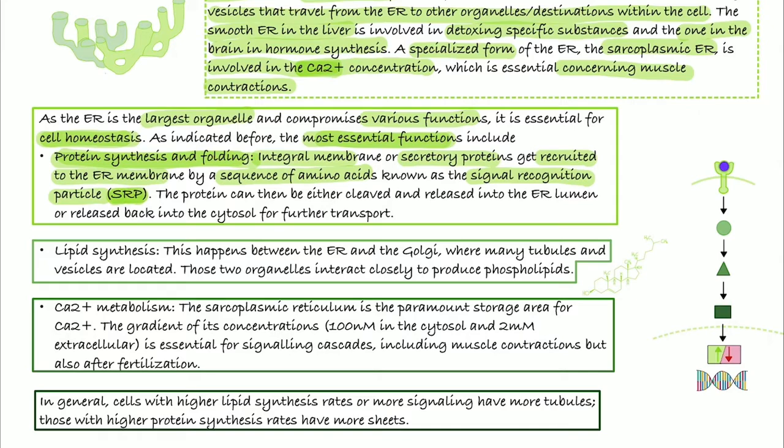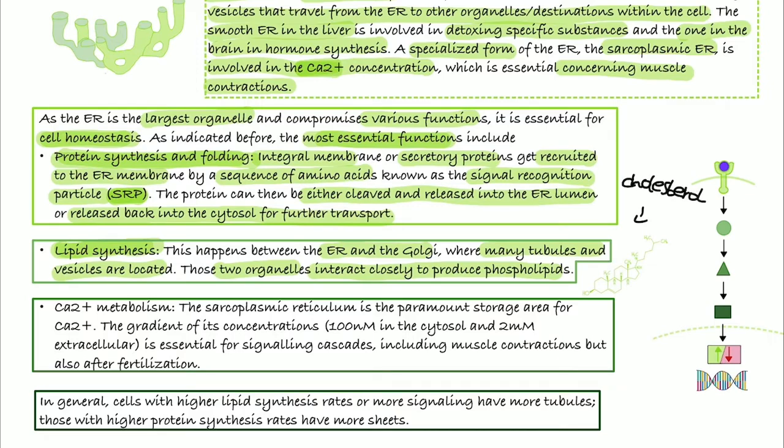The proteins can then either be cleaved and released into the ER lumen, or they can be released back into the cytosol where they get transported to another location. Then we have lipid synthesis, and this happens between the ER and the Golgi, where many tubules and vesicles are located. In general, those two organelles interact closely when they produce phospholipids. And here you see the molecular structure of cholesterol.